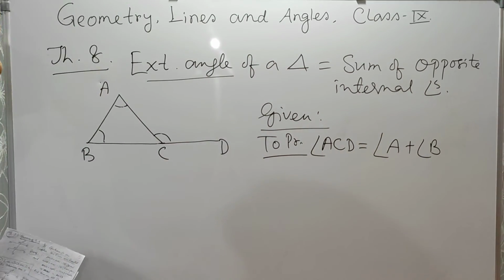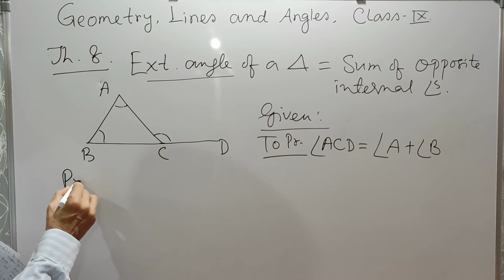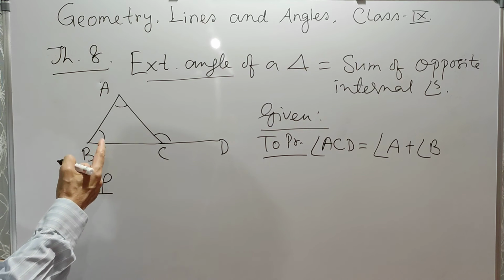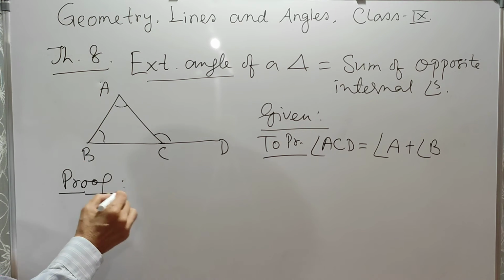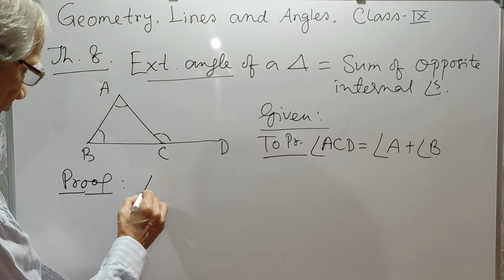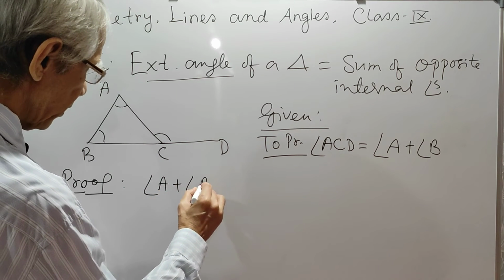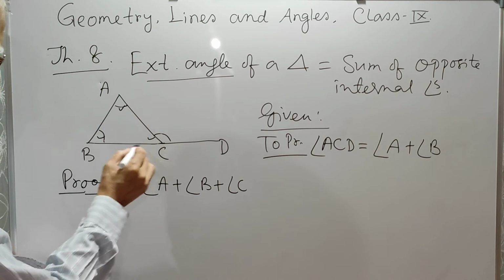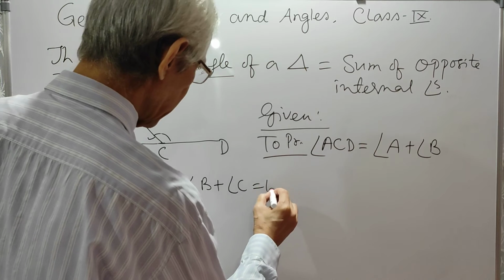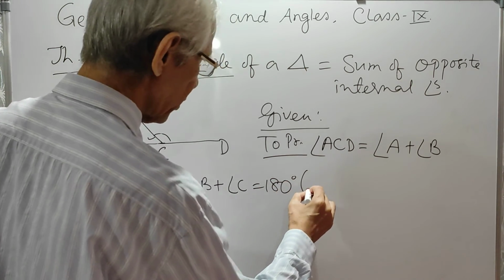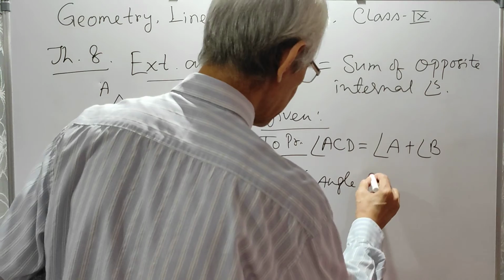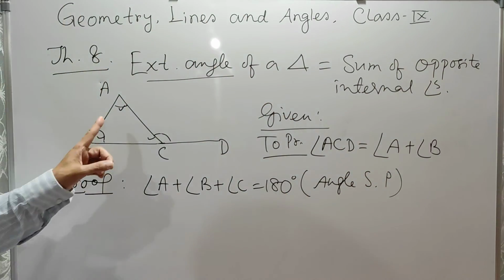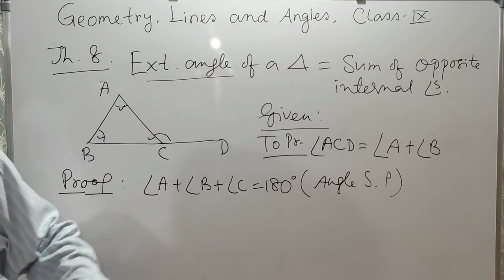So see this way. Now how does the proof come? Proof. Using the angle sum property, we write angle A plus angle B plus angle C, so this plus this plus this. Now this one is ACB. That is equal to 180 degrees. Why 180 degrees? Angle sum property. In the exam you write angle sum property fully. So in this triangle, the sum of these three angles is 180 degrees.